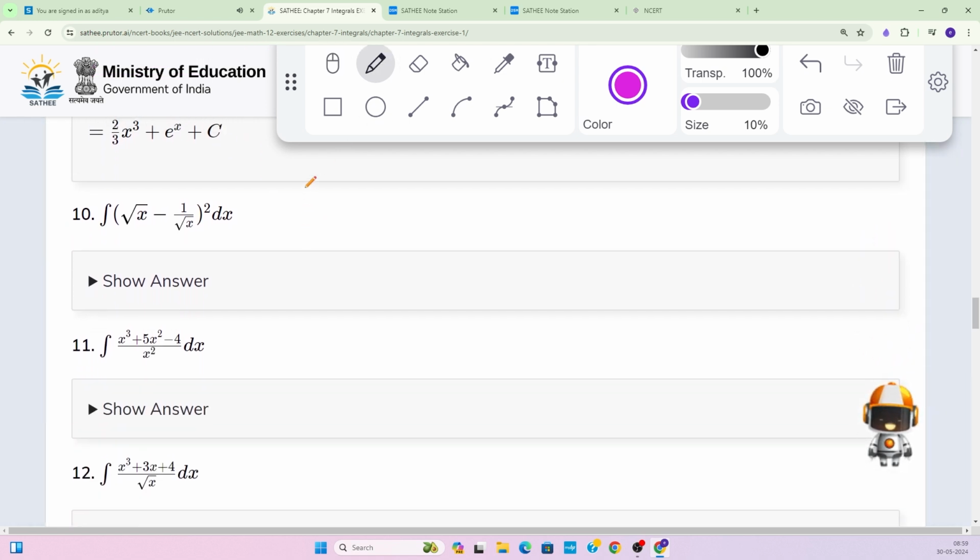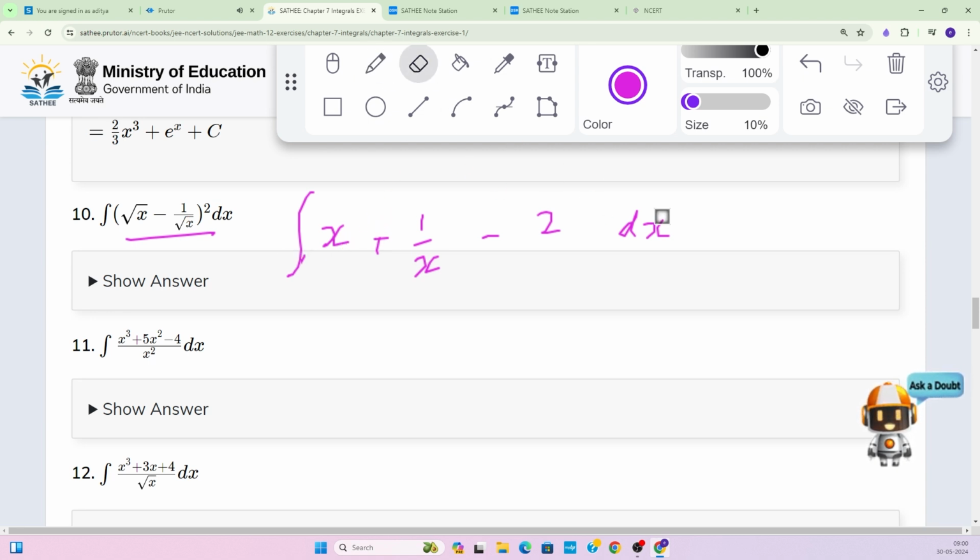Now the 10th problem. Integration of root x minus 1 by root x, whole square, dx. What is happening? First of all, we have to simplify it or expand the square. So a minus b whole square means a square plus b square minus 2ab. This is what will happen after opening this square: a square plus b square minus 2ab.